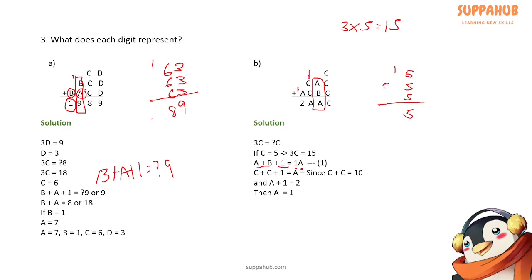So you know this is 5, this is 5, you still don't know this yet, but you know that there's a carry over, so this number here is 1. And because of the carry, and you know this 2, so A has to be 1. So substitute A into equation 1 here, it will give you 1 plus B plus 1 equals 11, so you have B equals 9.